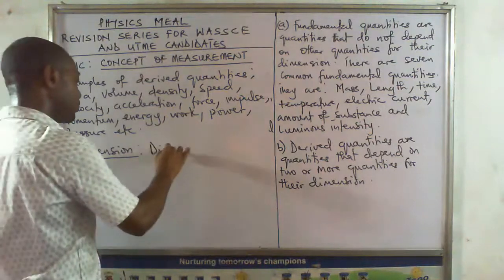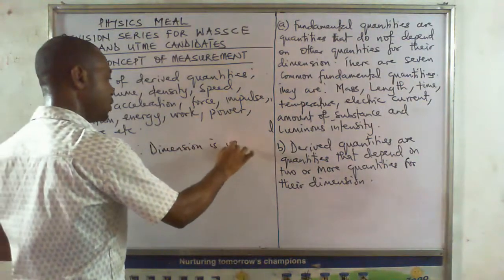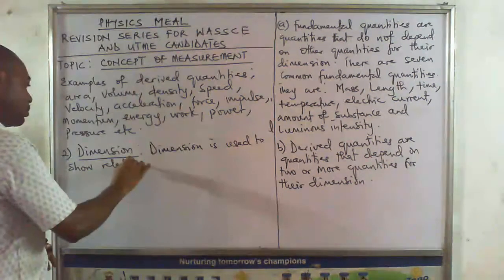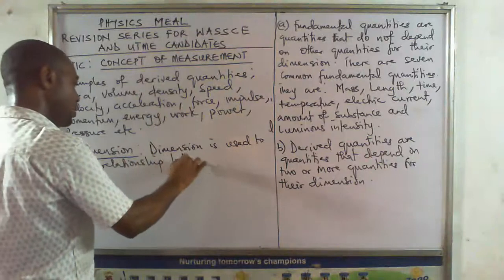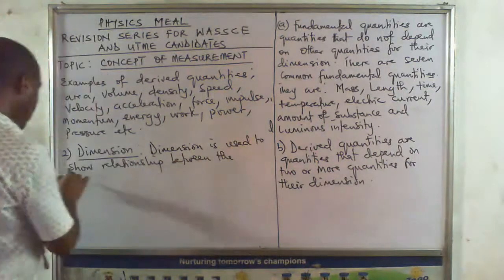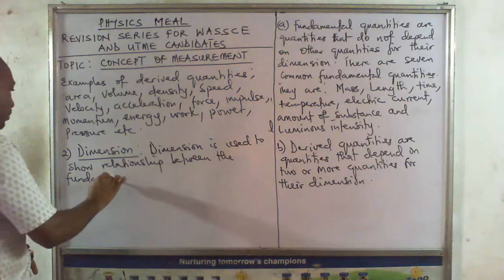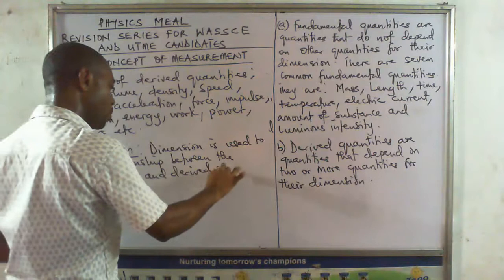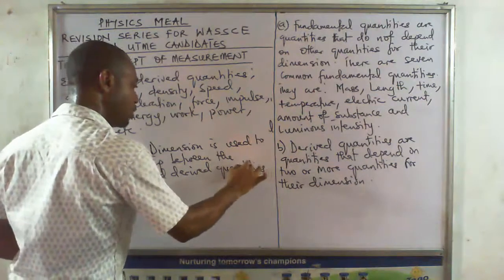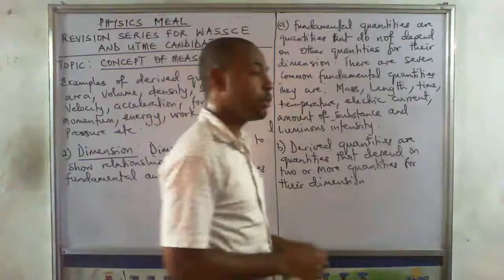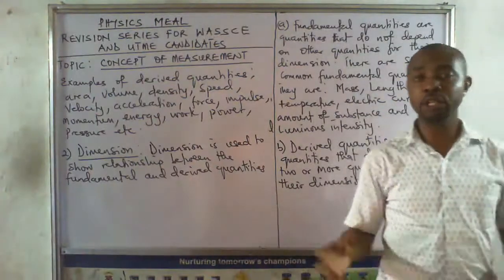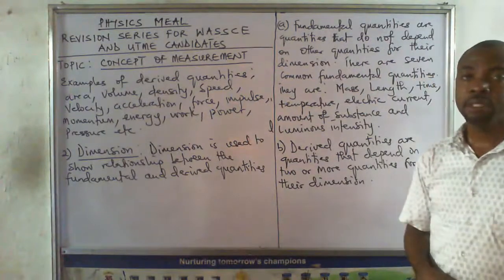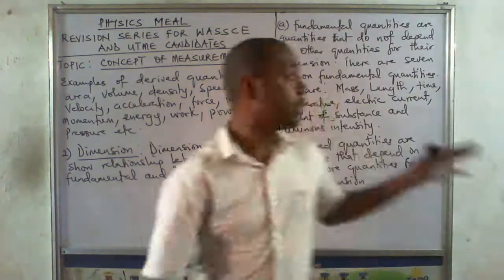Dimension is used to show the relationship between the fundamental and derived quantities. We're going to see how we do that. So we use dimension to show the relationship between fundamental quantities and what? Derived quantities. Now quickly, I believe you have taken note of this.